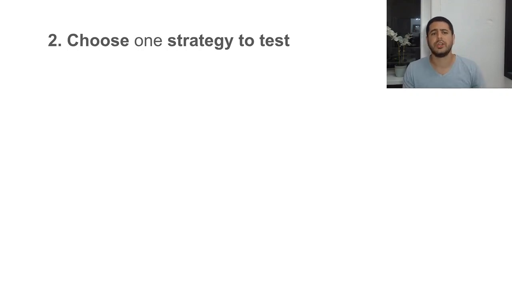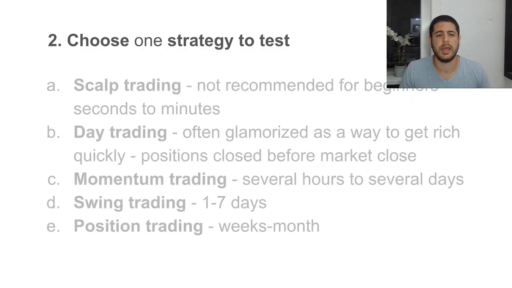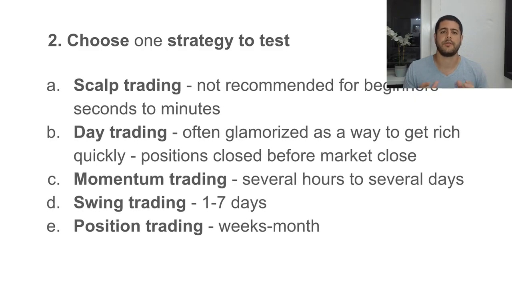Number 2, choose one strategy to test. So a lot of times people are bouncing all over the place. They hear people doing different types of strategies, and they think if they don't do them all at once, they're missing out. Again, you want to minimize the variables. So here, to help with that, you want to pick one strategy to test. And the main strategies for trading are scalp trading, day trading, momentum trading, swing trading, and position trading.